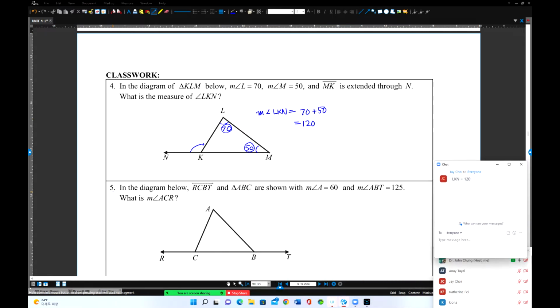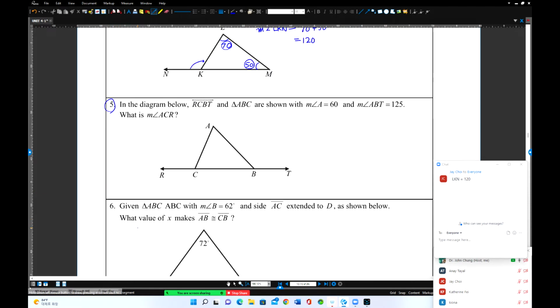Okay, now try number 5. Everyone try number 5. Angle A is 60. Angle ABT is 125. Angle ABT, this is the exterior angle, 125. What is the measure of angle ACR? This angle, outside, another one.